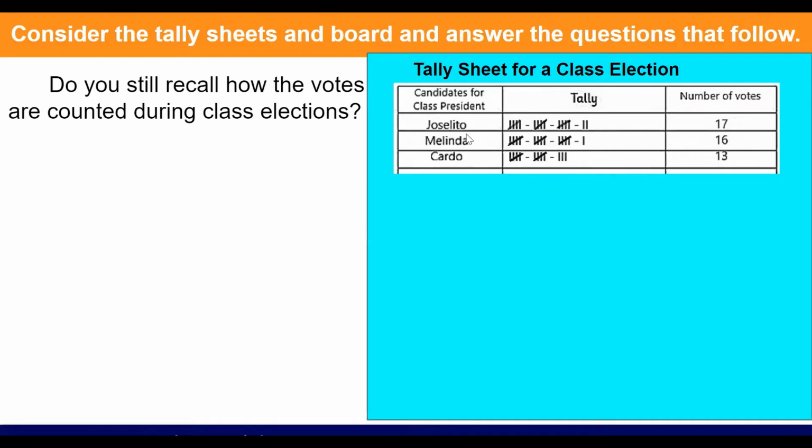Like for example, kay Joselito, we have sticks and then the slash after 5 counts. So we will count 5, 10, 15, and then plus 2. So we have 17. And then for Melinda, we have 5, 10, 15, so we will have 16. And then for Cardo, we have 5, 10, and then plus 3, so we have 13.